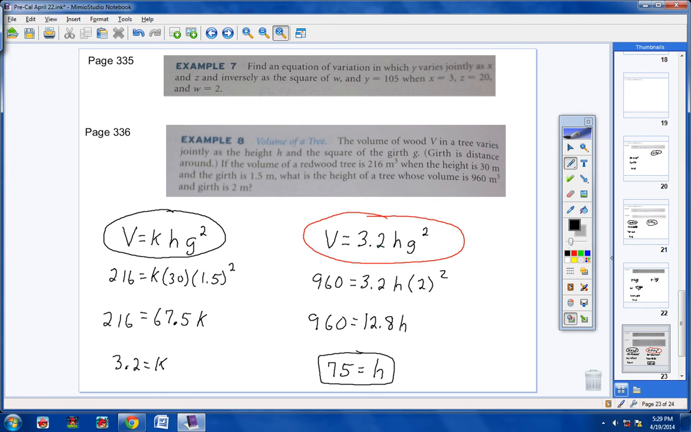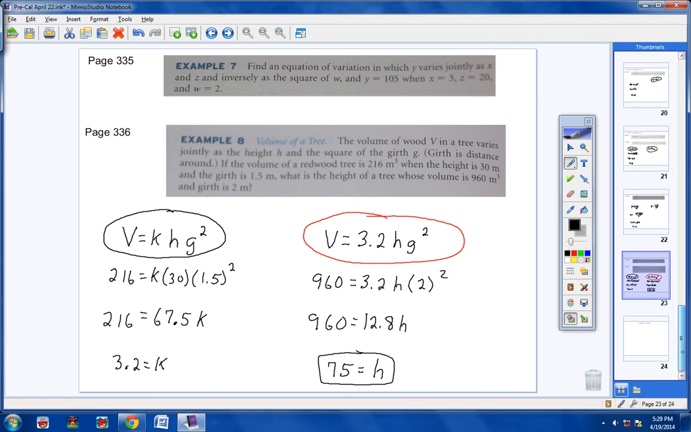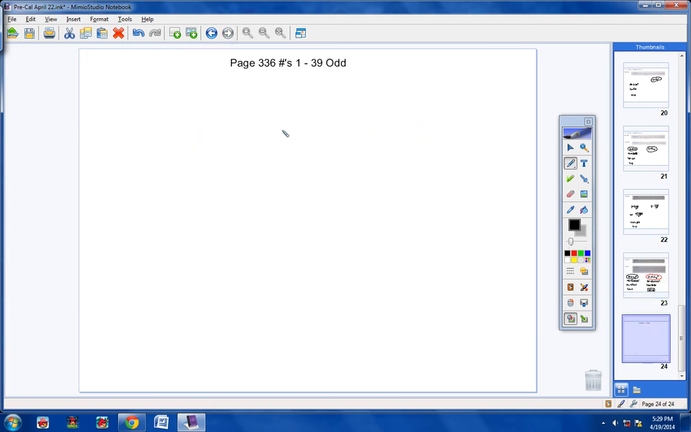Okay, so there we go. I hope this lesson's been easy to understand today. Again, we've looked at 3 types of variation: direct, inverse, and combined.